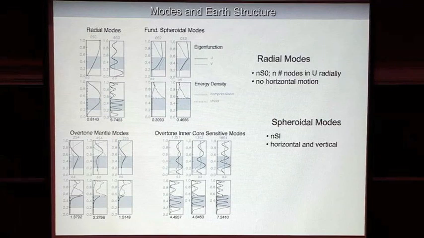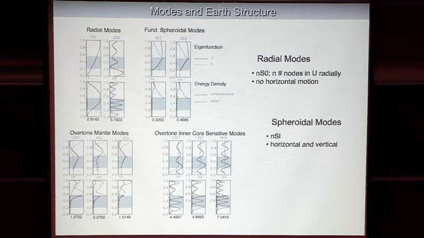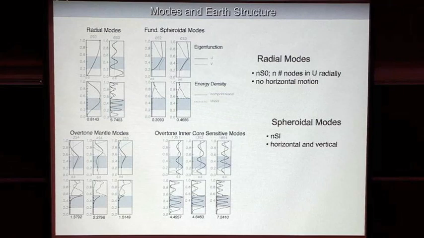This here? Sorry, I totally forgot about this. Yes, this is the frequency. This is not the amount of n. These things are normalized. Yes, so these are two radial modes. 0S0 is a radial mode. 6S0 is a radial mode. 0S0 has a frequency of 0.81 millihertz. So this is in millihertz. And 6S0 has a frequency of 5.7 millihertz.